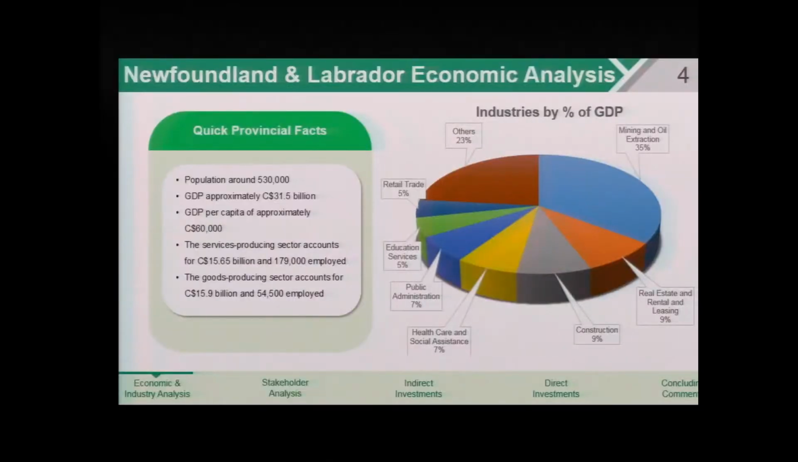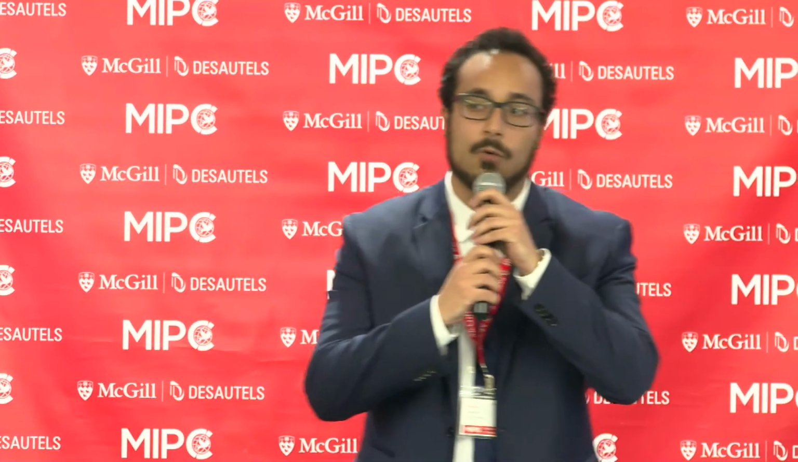To begin with, we looked at the economy of Newfoundland Labrador. The province is small, with a population of around 530,000 people, a GDP of approximately $31.5 billion, and a GDP per capita of approximately $60,000. To put that into some perspective, in purchasing power parity terms, the province is comparable to Sweden per capita. The largest industry is mining and oil extraction, which accounts for over one-third of provincial GDP, as you can see. All other industries act as auxiliary support to facilitate oil and mining.